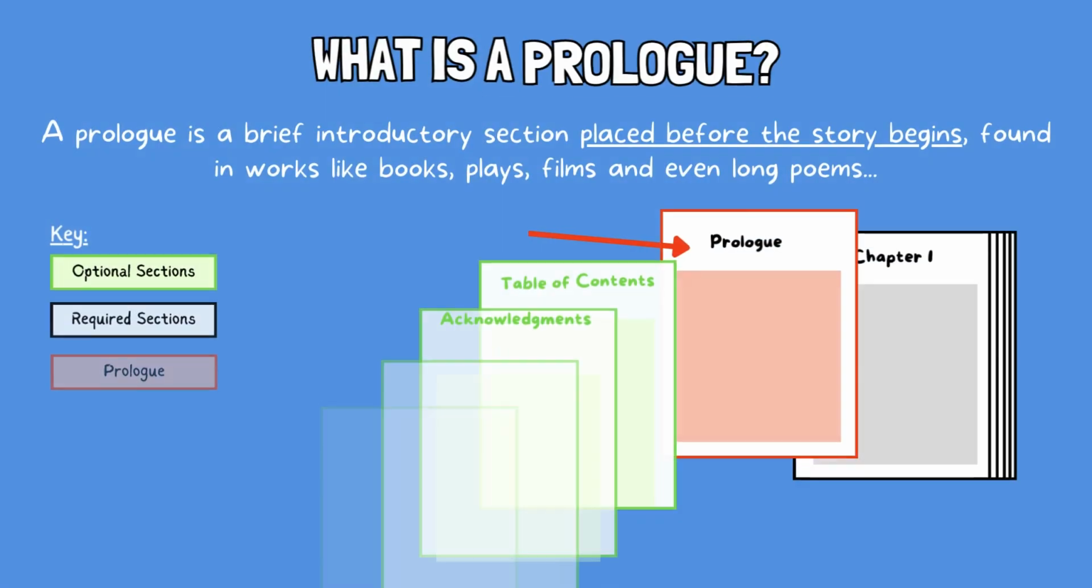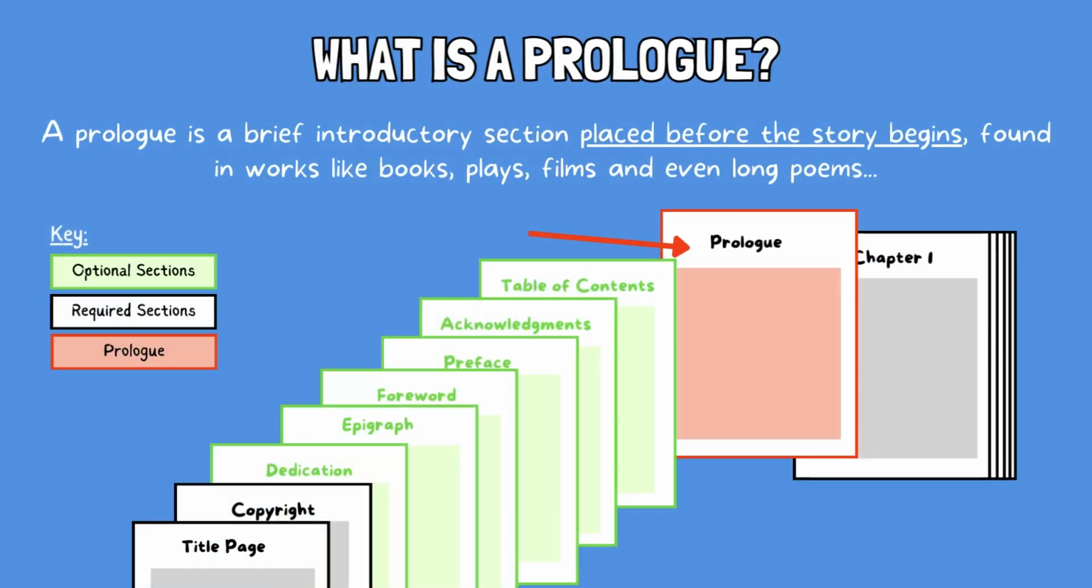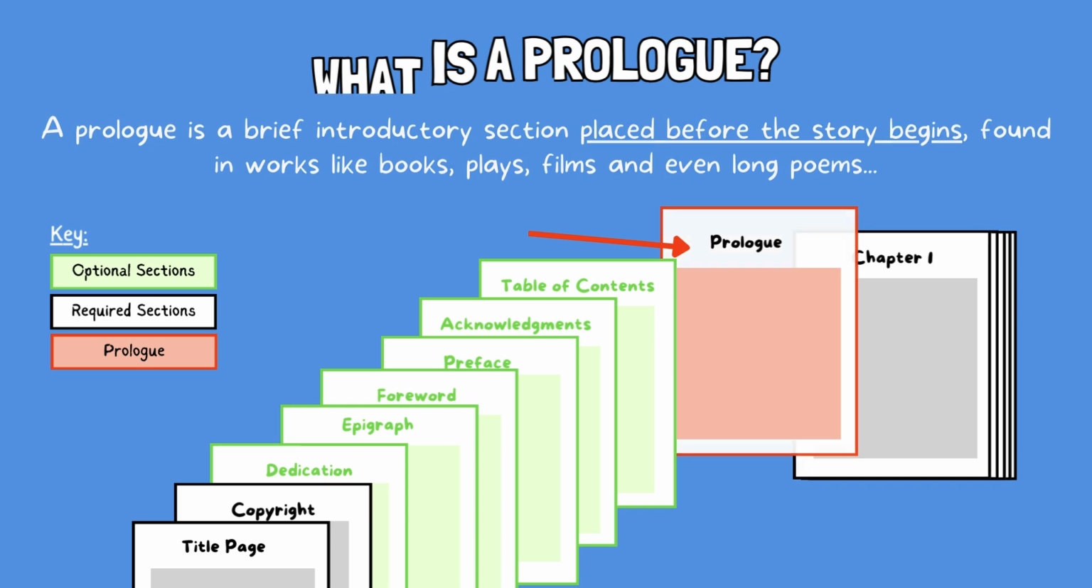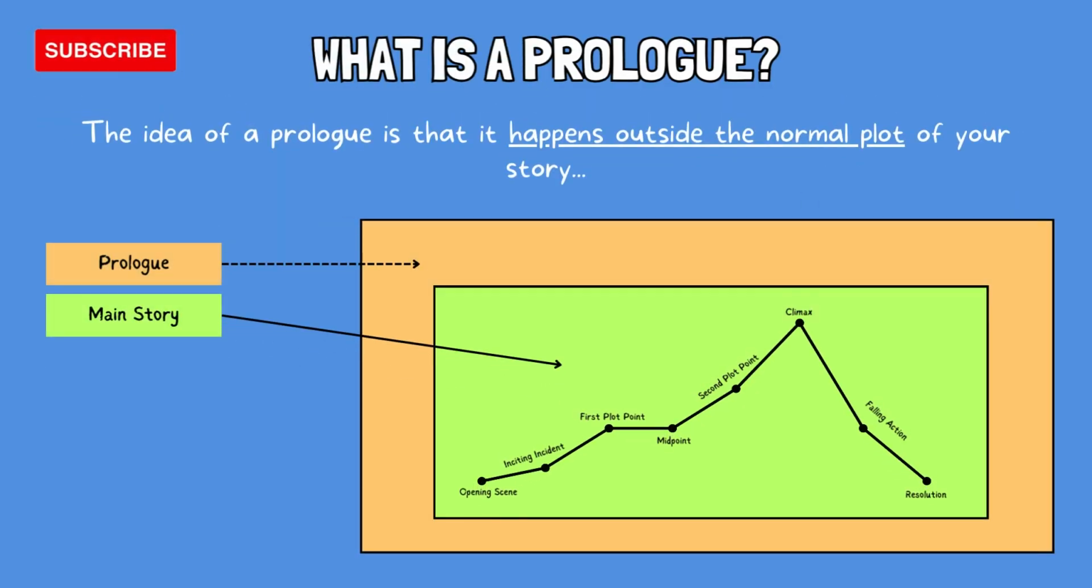A prologue is a brief introductory section placed before the story begins, found in works like books, plays, films, and even long poems. The idea of a prologue is that it happens outside the normal plot of your story, such as many years before or through another character's perspective. A prologue can also act as a preview or teaser, giving readers a taste of what's to come without diving right into the heart of the plot.